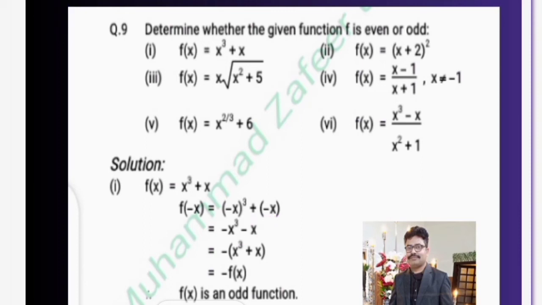We can take negative sign common from these two terms. After taking negative sign common, we have x cube plus x, and outside the bracket there is a sign of negative. As you see, x cube plus x is the value of f of x, so we'll write x cube plus x is equal to f of x, and there is a sign of negative. If f of minus x is equal to minus f of x, it will be an odd function.